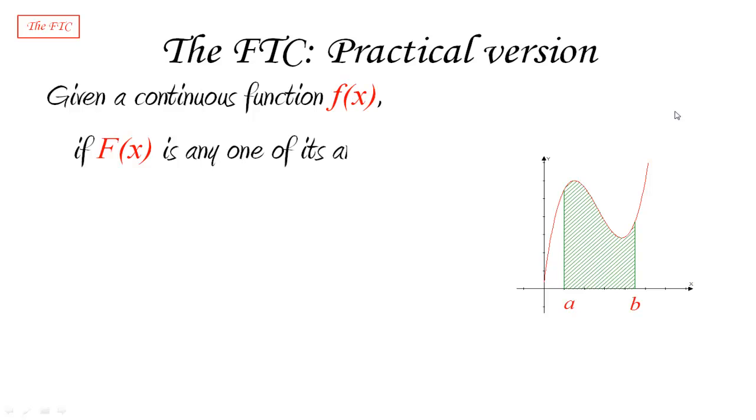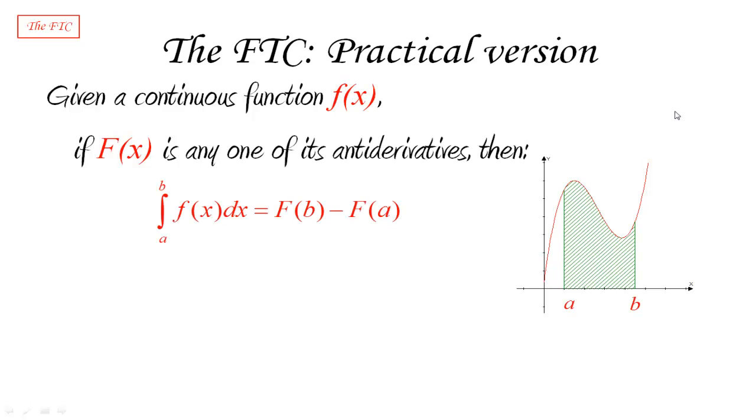Okay, then if you pick any one of its antiderivatives, then the area under the curve little f of x between a and b is going to be given by the difference of the values of that antiderivative at b and at a. So I'm sure this one is the formula that you have seen before and the one that you're going to be using all the time. But again, notice what it actually says.